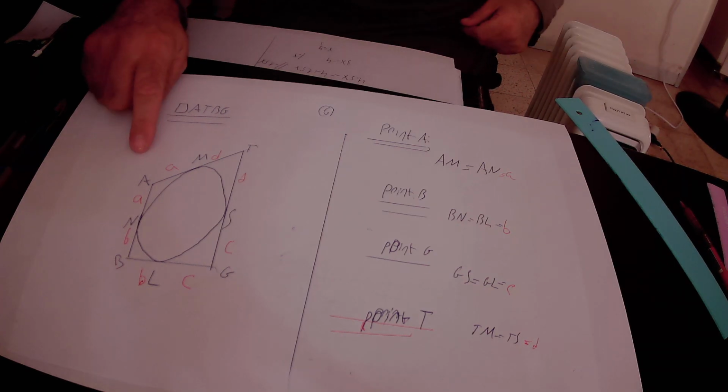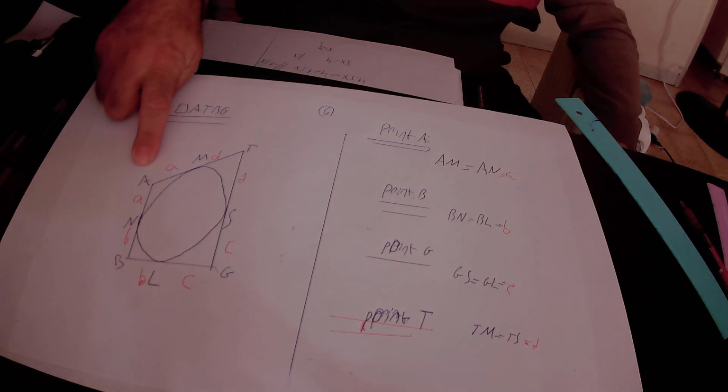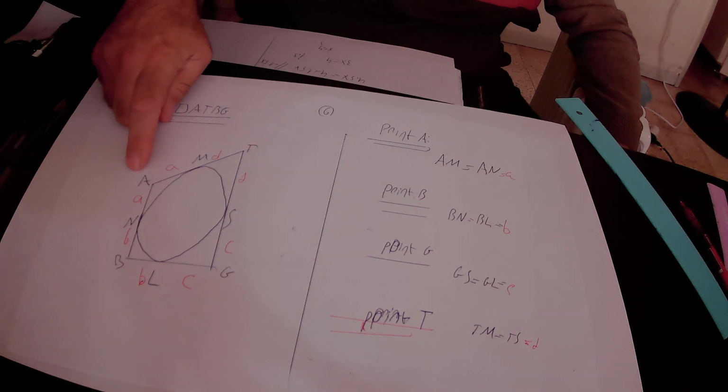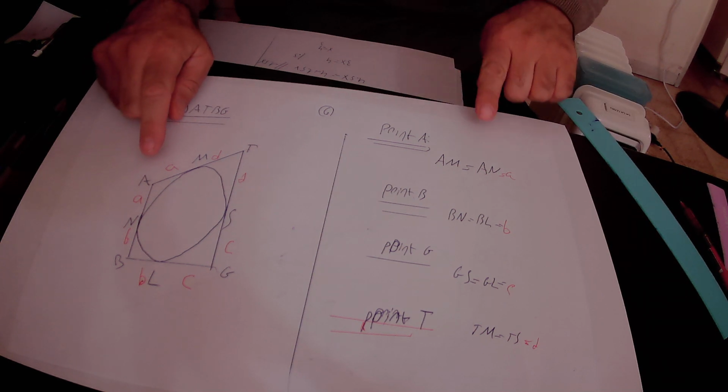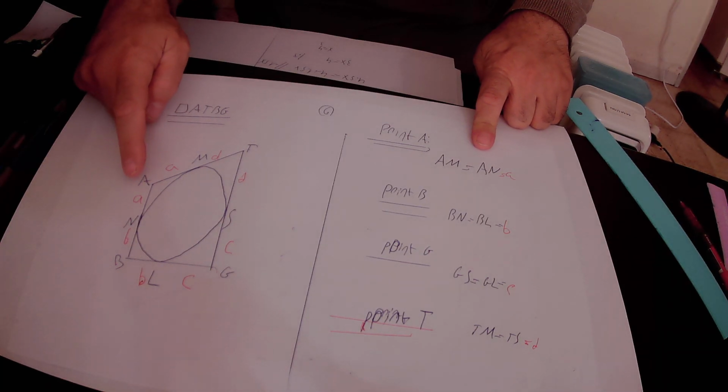Here we have the common external point A. From the common external point A, we have tangent AM and tangent AN. And for rule number 2, they must be equal to each other. That is to say, AM equals AN. So if AM is a, then AN must also be equal to a.